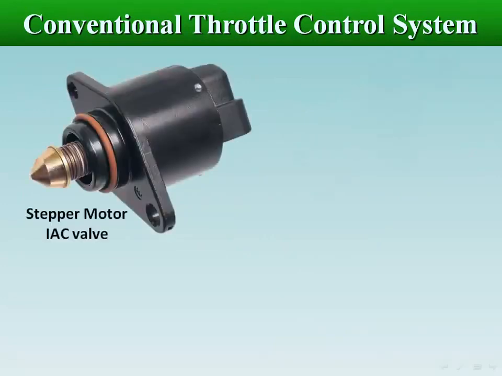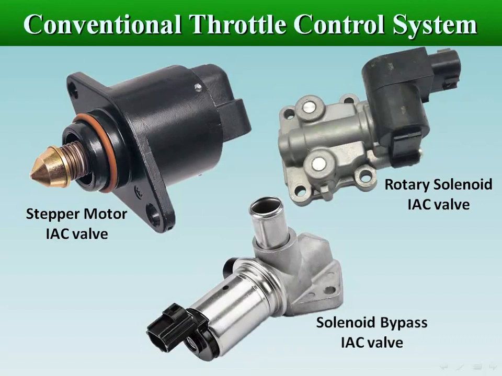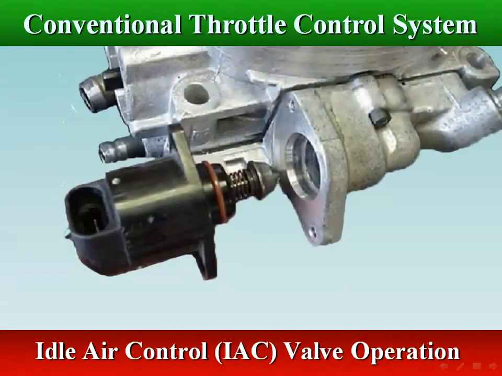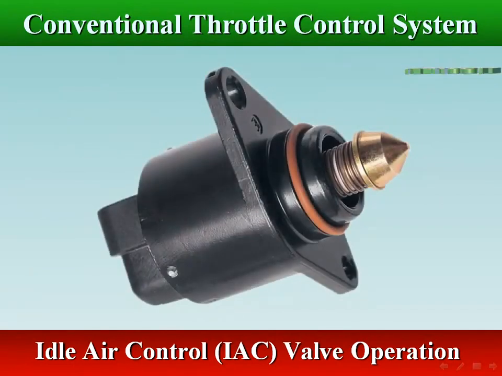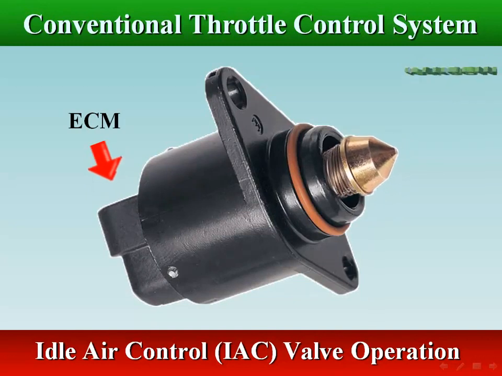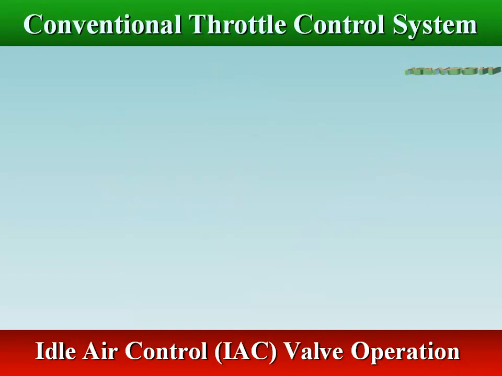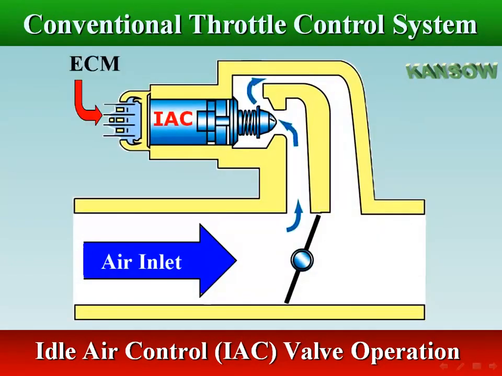IAC valves are operated by a stepper motor or electric solenoid. IAC stepper motor has a tapered pintle that seats into a corresponding tapered seat. The stepper motor moves a tapered pintle in steps into or out of a matching tapered seat, thus varying the amount of air passing through the valve. As the valve steps increase, more air bypasses the throttle valve.